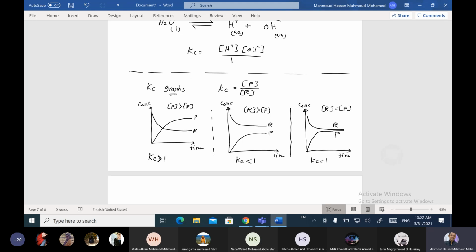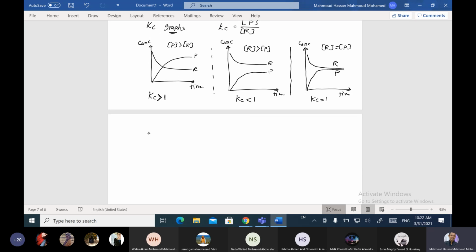If we return to the Kc and the temperature, when the Kc value increases by increasing the temperature, this represents an endothermic reaction. When the Kc value decreases by increasing the temperature, this represents an exothermic reaction.